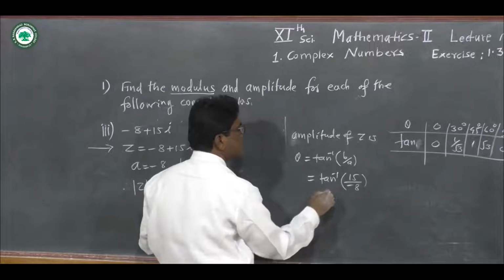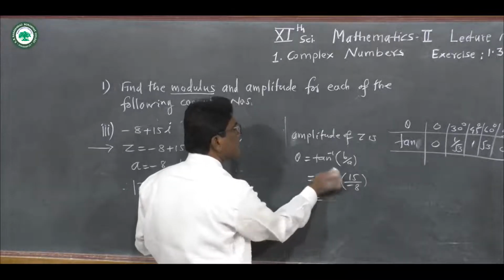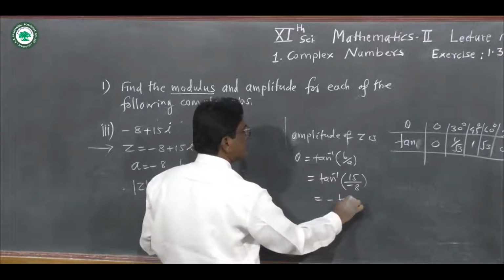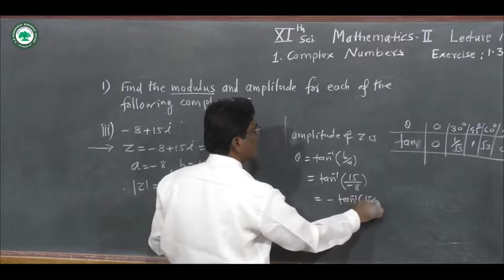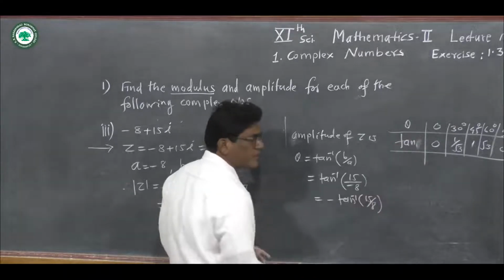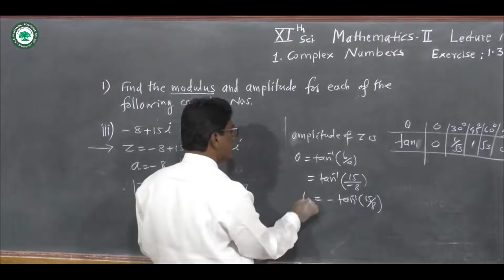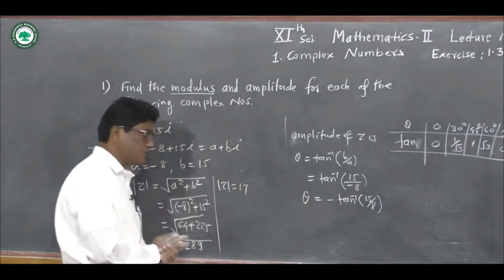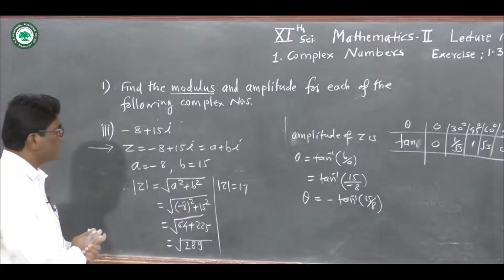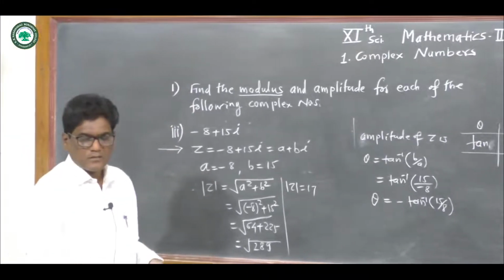Now take this minus sign outside the tan inverse. So it is minus tan inverse 15 upon 8. And again here 15 upon 8 is not in the table of tan, so we put it as it is. So theta is equal to minus tan inverse of 15 upon 8. This is the solution of the third problem.